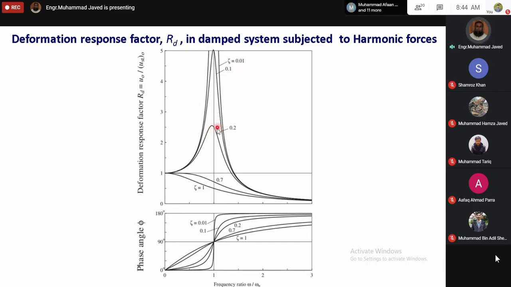Damping ratio जितनी बढ़ाएंगे, R_d की वैल्यू उतनी कम होगी और कॉमन सेंस भी अगर आप अप्लाई करें तो डैम्पिंग की वजह से चूंकि एनर्जी डिसिपेट होगी तो डिस्प्लेसमेंट रिड्यूस होंगी और R_d की वैल्यू भी इफेक्ट होगी. But after resonance, R_d again starts decreasing.